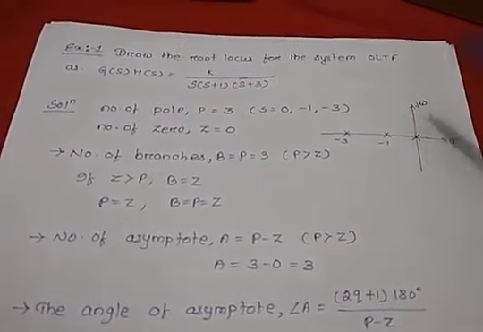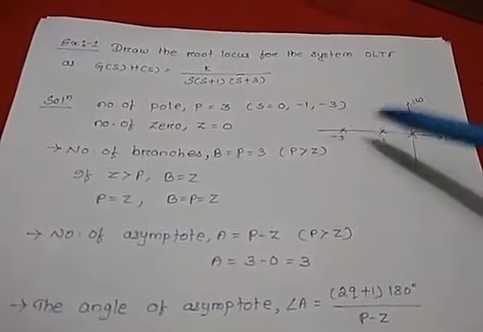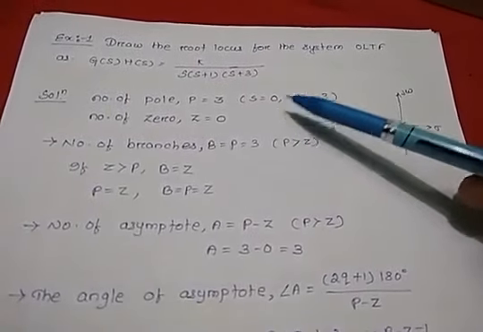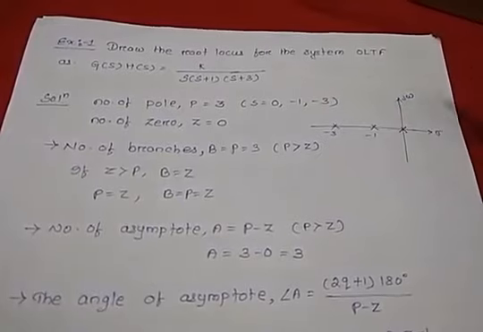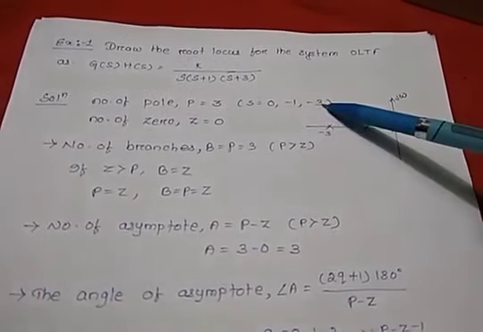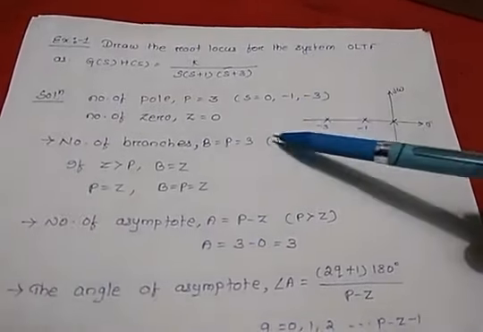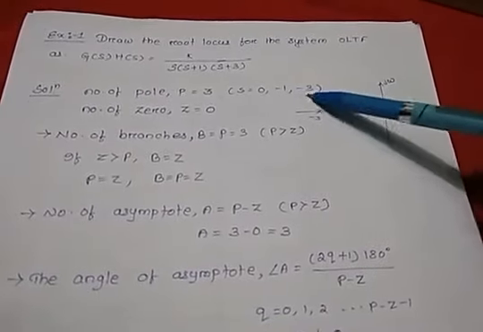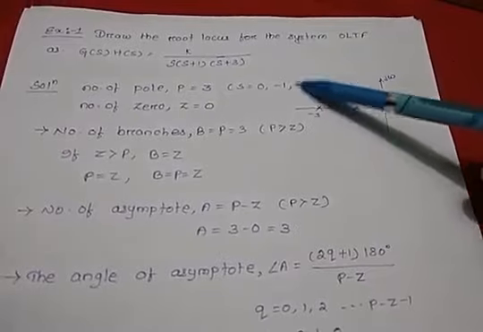As we can see here, there are no zeros and we have 3 poles: s equal to 0, s equal to minus 1, s equal to minus 3. We have 3 poles and no zeros, that is Z equal to 0. And these 3 poles are real in nature. There is no complex form.